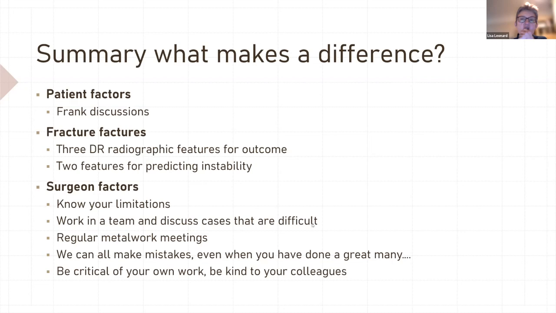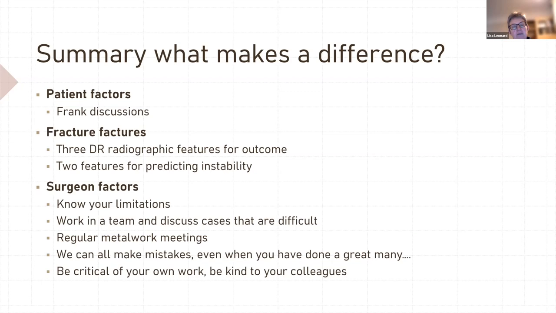So just in summary of what I've tried to present, a short little précis of the sorts of things I think about. Be honest with your patients. Remember your critical radiographic features that will predict a poor outcome, and also bear in mind the two main features that might predict instability in your particular patient. And know your own limitations, and I think working in a team is really helpful. Discuss cases that are difficult, get CTs if you need to, and have regular metalwork meetings.